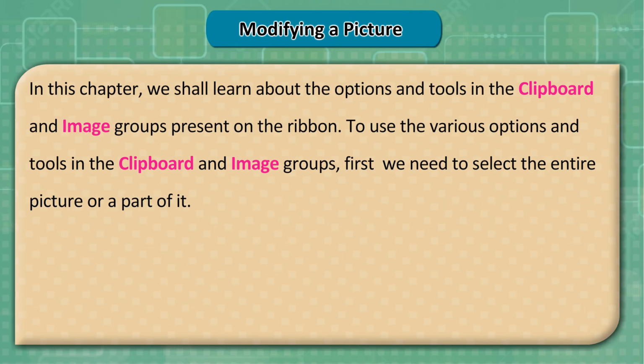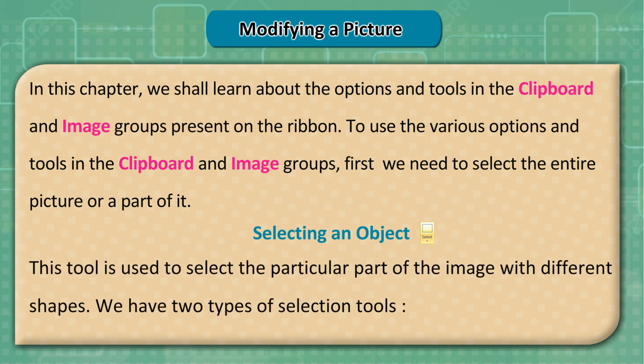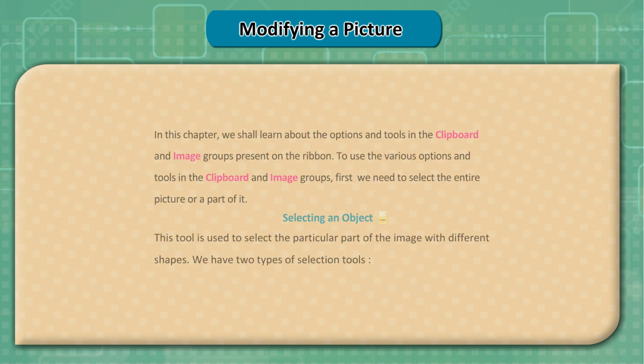Modifying a picture. In this chapter, we shall learn about the options and tools in the clipboard and image groups present on the ribbon. To use the various options and tools in the clipboard and image groups, first we need to select the entire picture or a part of it. Selecting an object: this tool is used to select a particular part of the image with different shapes. We have two types of selection tools.